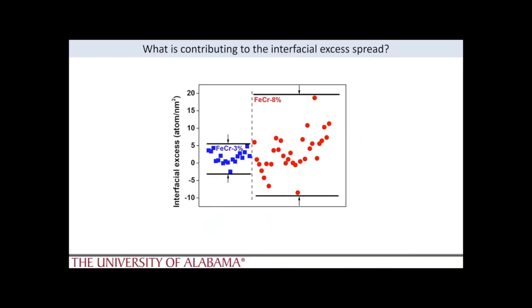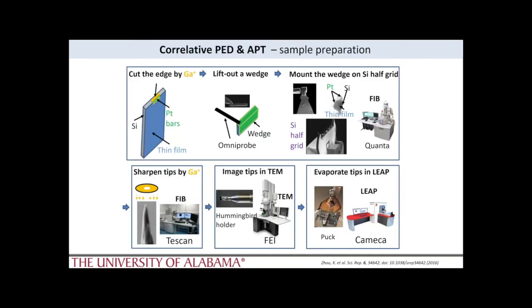So how does this connect back to PED then? Well, if we look here, we have this large spread. And what we wanted to understand is what is contributing to this interfacial excess spread. To do that, we want to do that cross-correlative technique where we take our sample, as you can see here, and FIB the sample out. This work was done by Rhett Joe. I want to make sure I give him credit for this.